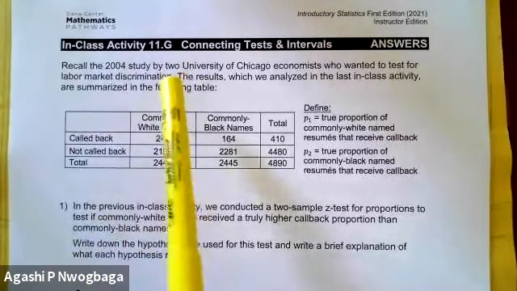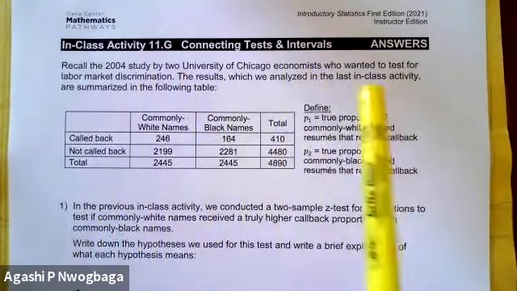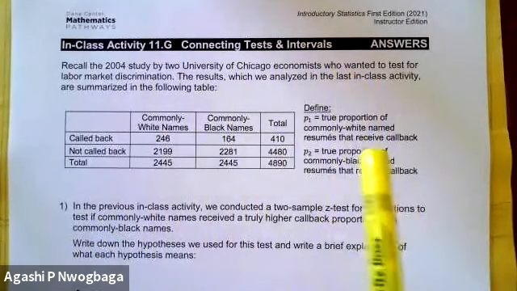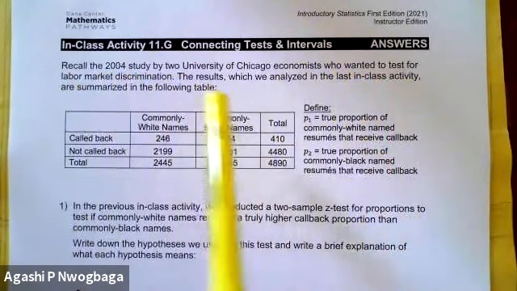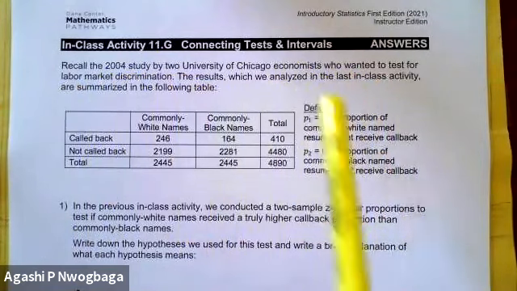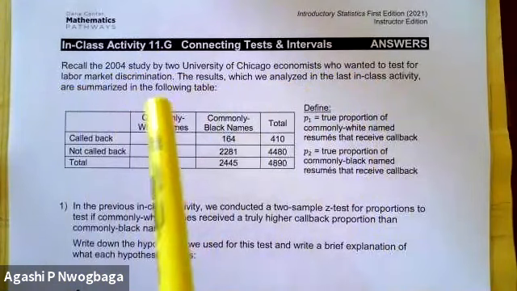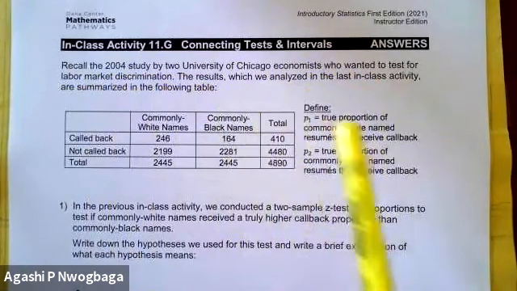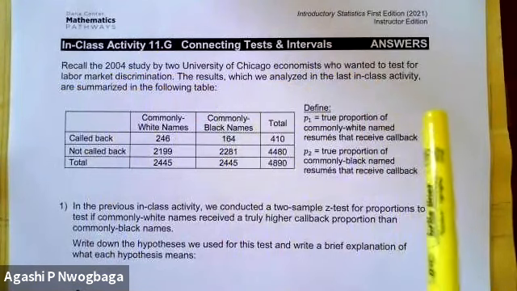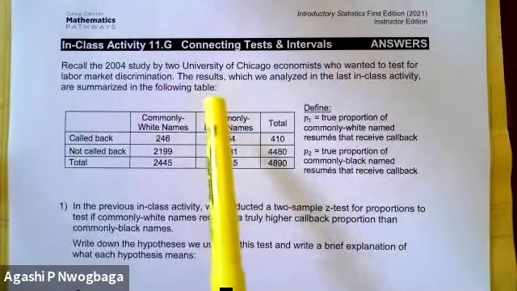In-class activity 11G, connecting tests and intervals. Recall the 2004 study by two University of Chicago economists who wanted to test for labor market discrimination. The results, which we analyzed in the last in-class activity, are summarized in the following table.